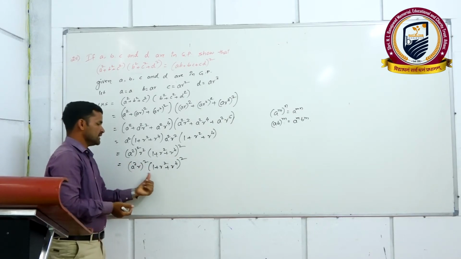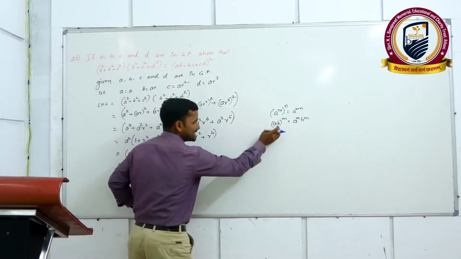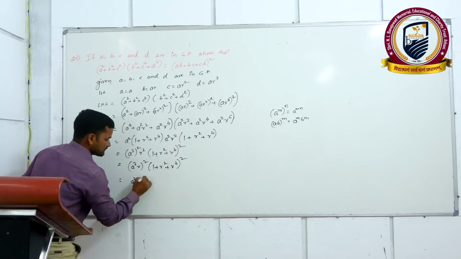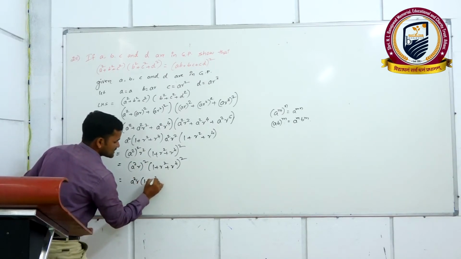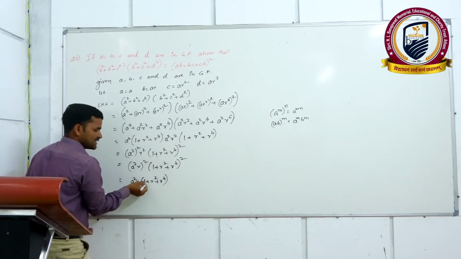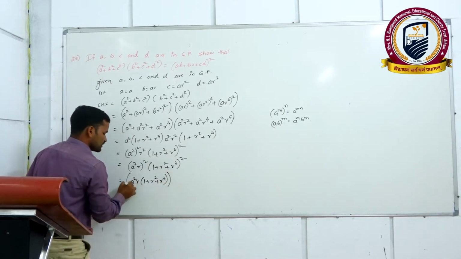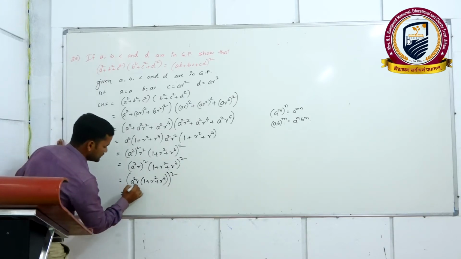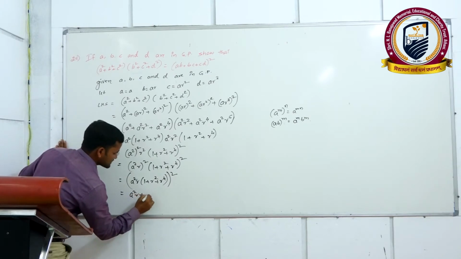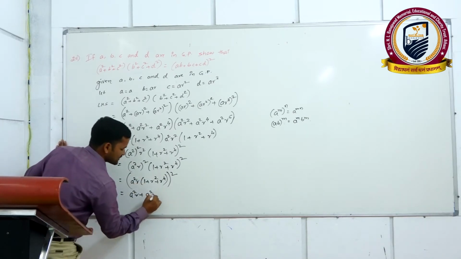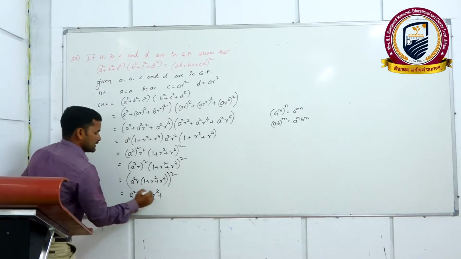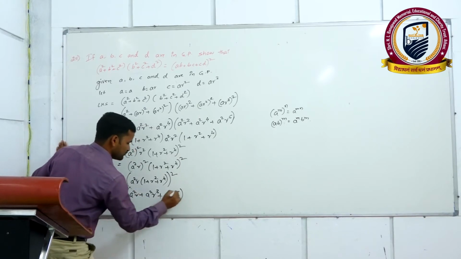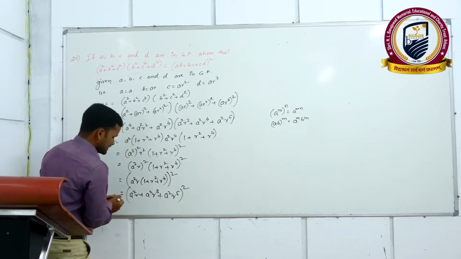If I take this one as a, this as b, I am writing in the form a into b whole raised to m. That is nothing but a square into r, which is multiplied with 1 plus r square plus r raised to 4. This is second term b. This is first term a whole raised to 2. This a square into r multiplies to all the three terms. A square into r plus a square r into r square, that is nothing but r raised to 3. A square r into r raised to 4 is nothing but r raised to 5 whole square. Now we will simplify this.